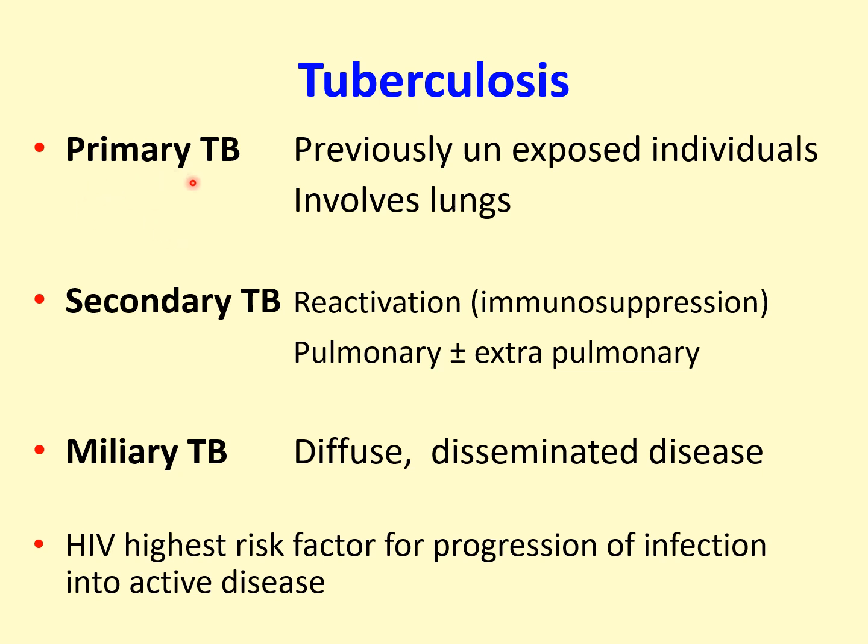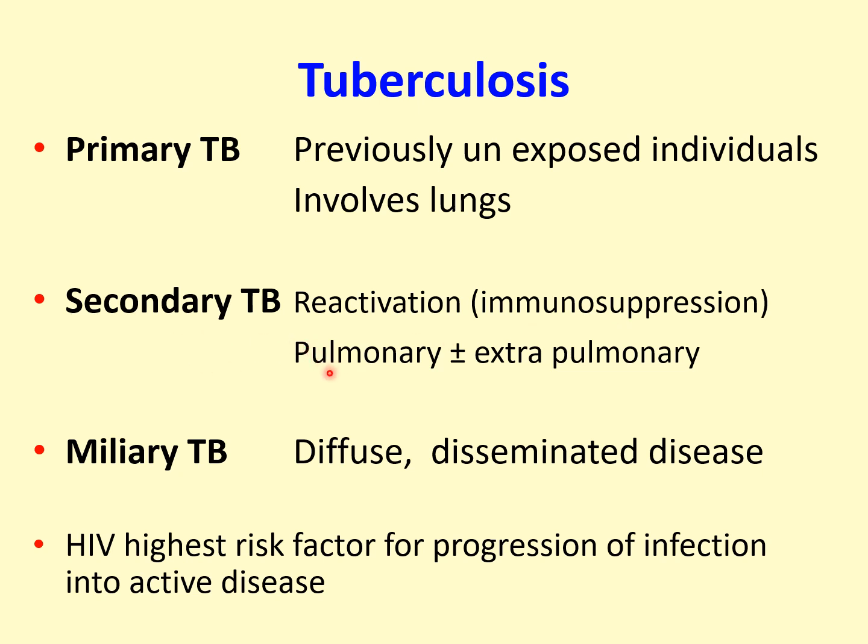Infection with Mycobacterium tuberculosis passes through several classical stages. Primary tuberculosis is seen in previously unexposed individuals and involves the lungs, where it leads to chronic granulomatous inflammation, and the primary lesion is known as Ghon's focus. Then the infection may go into a latent phase and reactivation, which is usually associated with immunosuppression, such as in HIV positive patients.